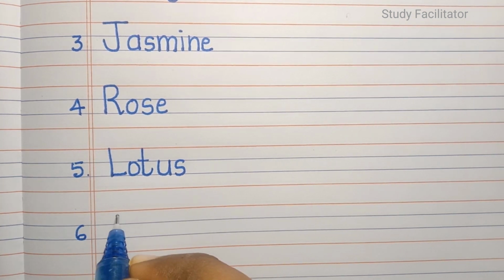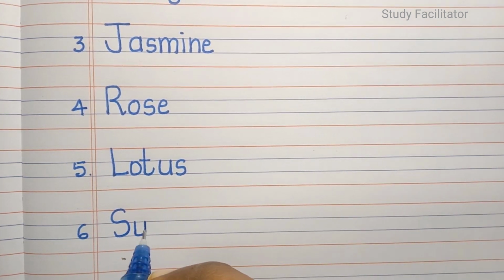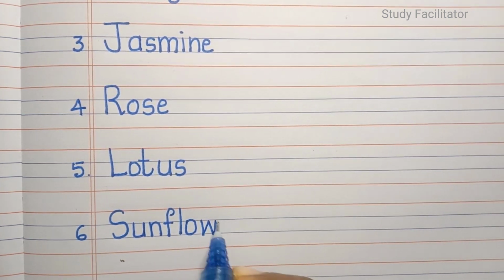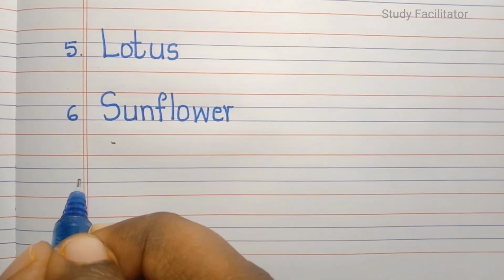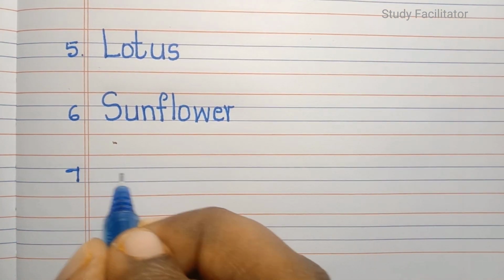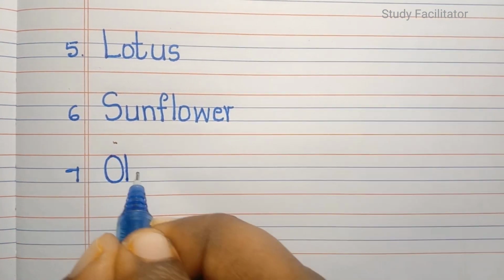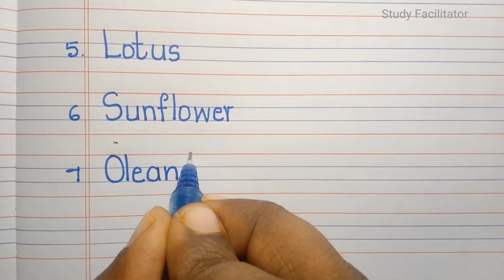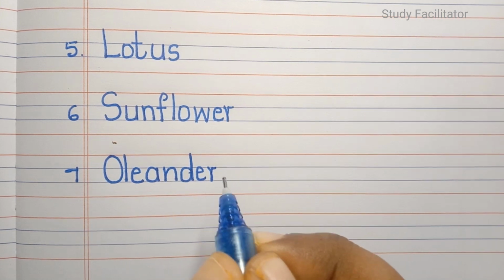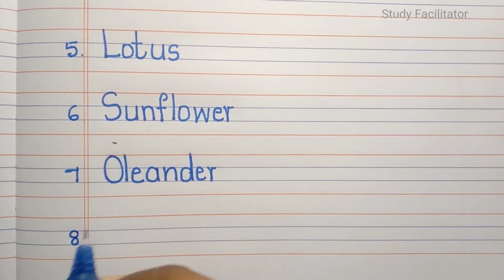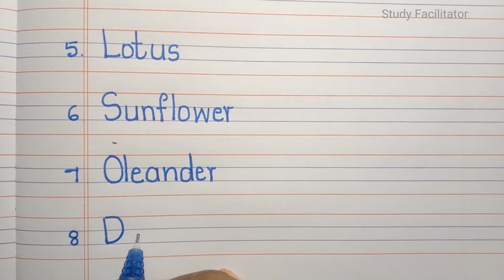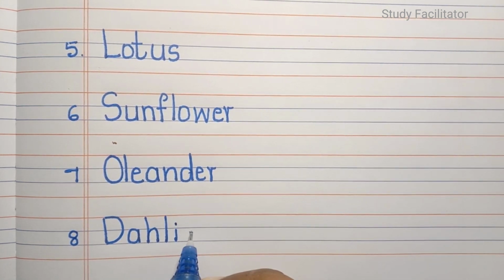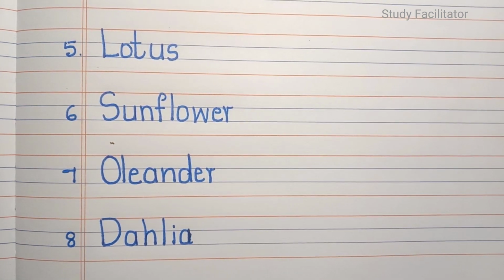Sunflower. S-U-N-F-L-O-W-E-R. Sunflower. Oleander. O-L-E-A-N-D-E-R. Oleander. Dahlia. D-A-H-L-I-A. Dahlia.